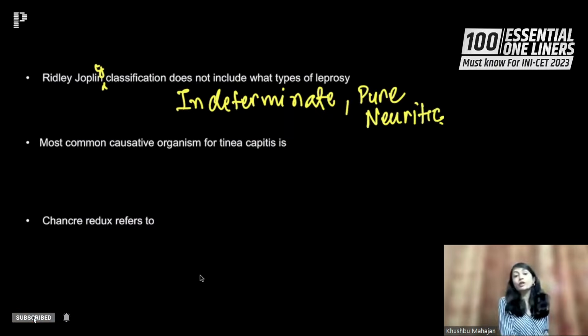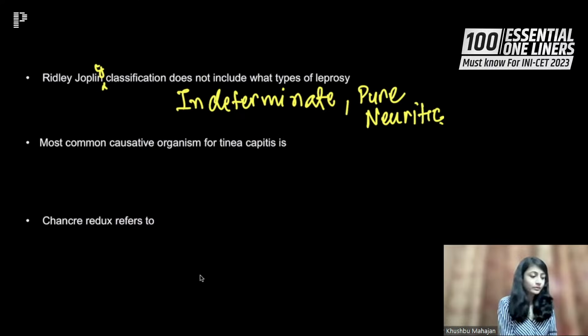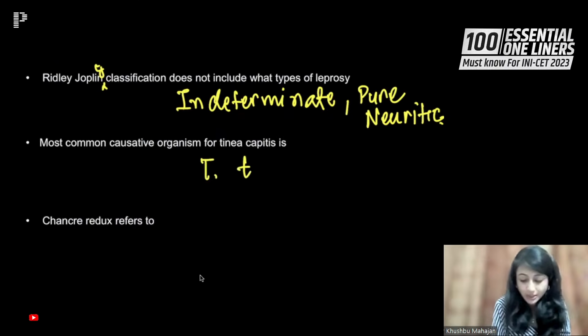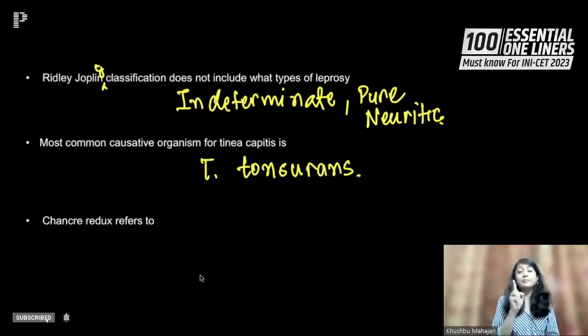Most common causative organism for tinea capitis. You all are absolutely right. Moving to the next question. Most common cause of tinea capitis. Absolutely right. It is T. tonsurans. Earlier, it was considered Microsporum canis, but now it is Trichophyton tonsurans.